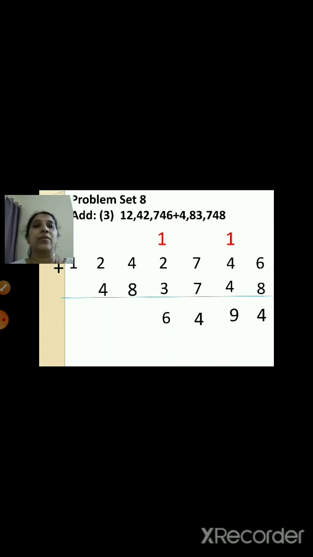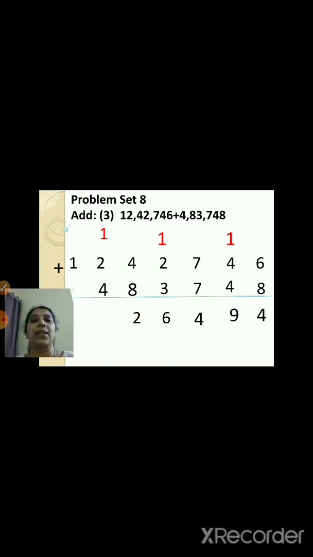Then in your 10,000s place, 4 plus 8 is 12. So 2 in the 10,000s place and 1 in your lakhs place. So 2 plus 1 is 3 and 3 plus 4 is 7. So 7 will come in your lakhs place. Now in the 10 lakhs place it is only 1. So 1 will come in the 10 lakhs place. So your answer will be 17,26,494.